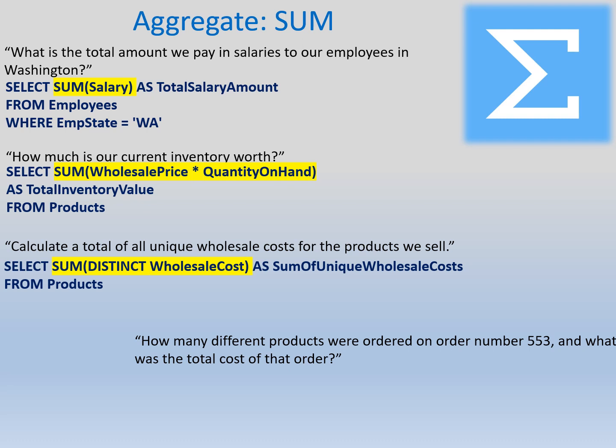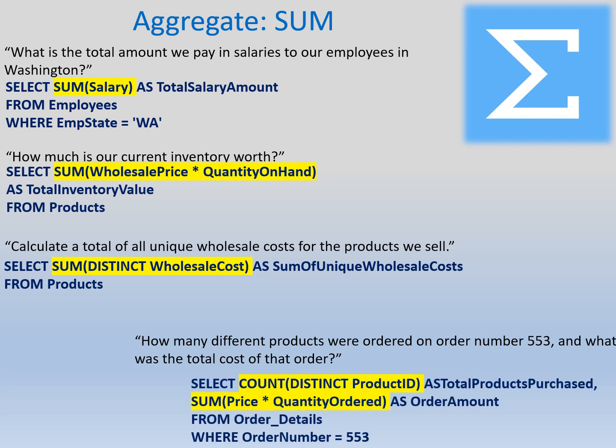This query, how many different products were ordered on order number 533 and what was the total cost of that order? This query involves two aggregates. We have count distinct product ID, and we have sum of price times quantity ordered. So yes, you can have more than one aggregate in a select statement.